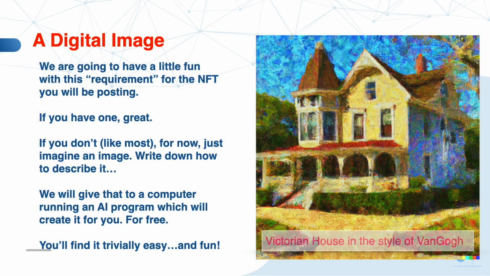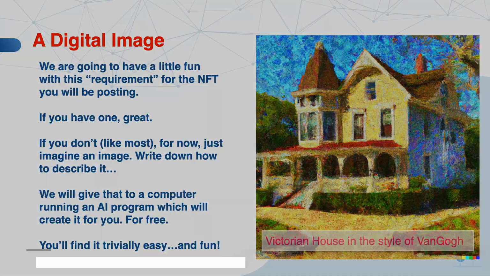The other thing you're going to need is a digital image. Now, you may already have one. You see the image on the right there is one that I created in a few seconds simply by saying I want an image of a Victorian house in the style of Van Gogh. We'll be using an AI tool to do that. Again, it's no cost. The availability is free, very easy to use and fun.